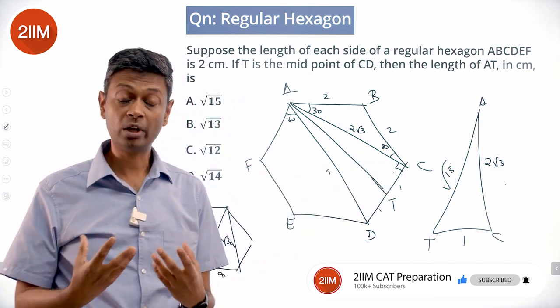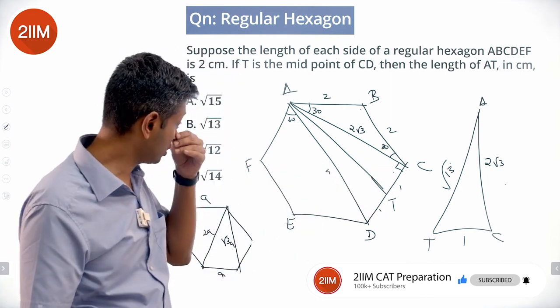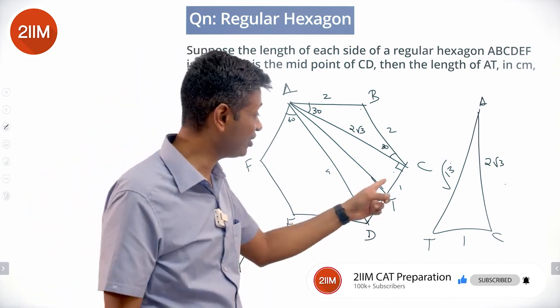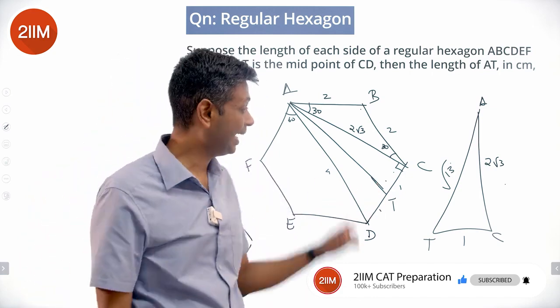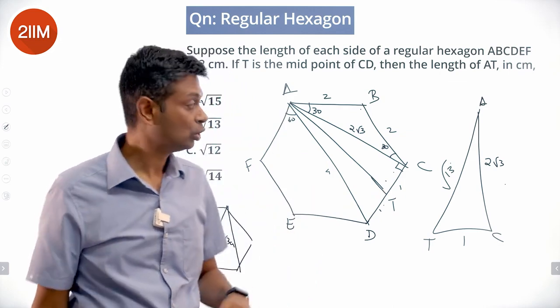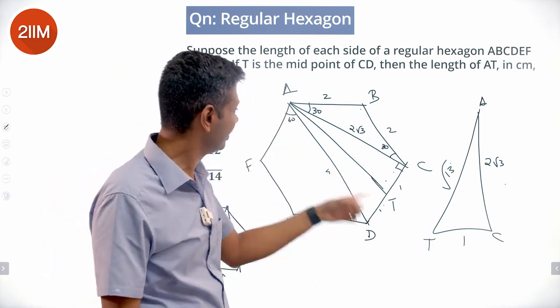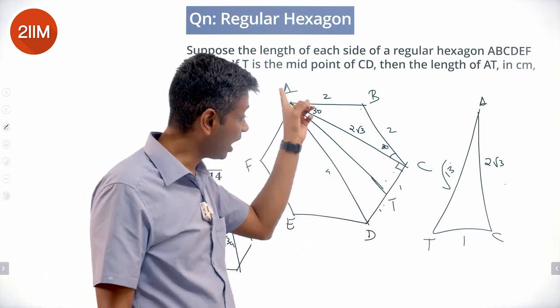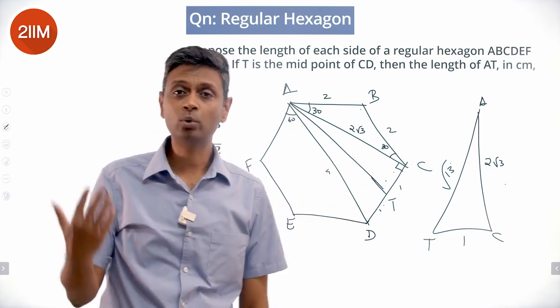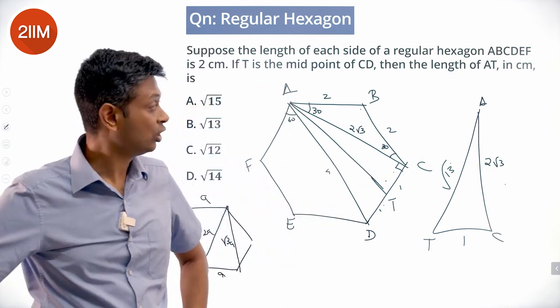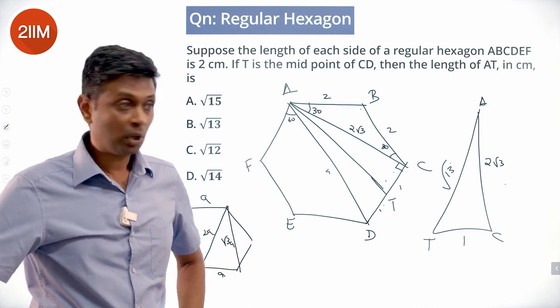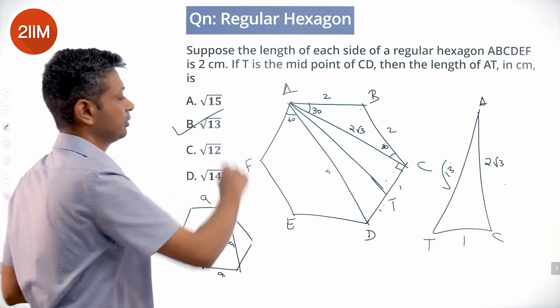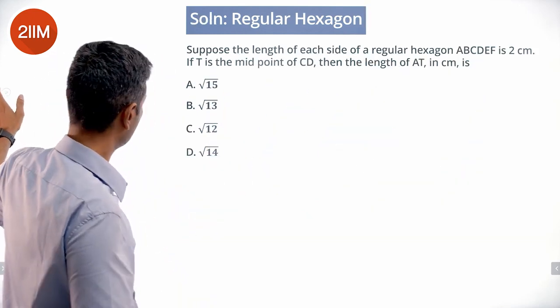This diagram is where I made the mistake. I looked at this question and I kept on thinking angle ATC is 90. It's not the case. Angle ACT is 90. This is 2 root 3. This is 1. This is 90. So AT is the hypotenuse of that triangle: square root of 2 root 3 whole square plus 1 square, square root of 12 plus 1, root 13. Done. I did all kinds of nonsense for this question.